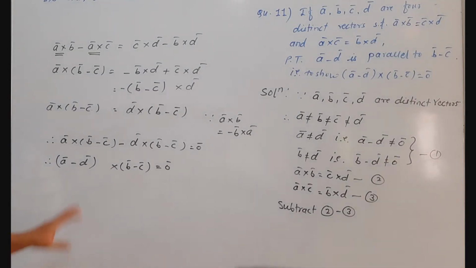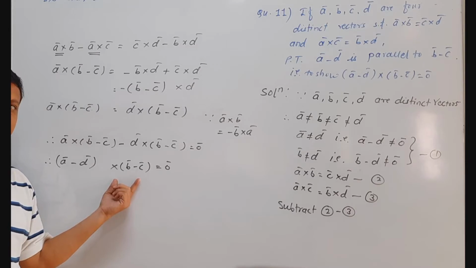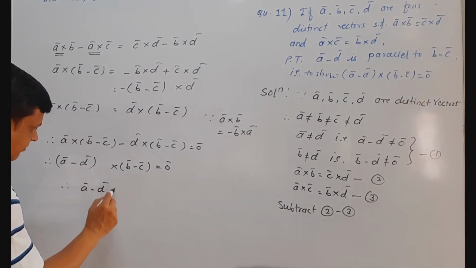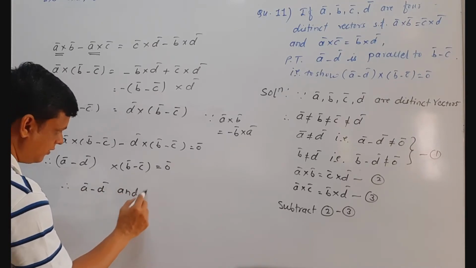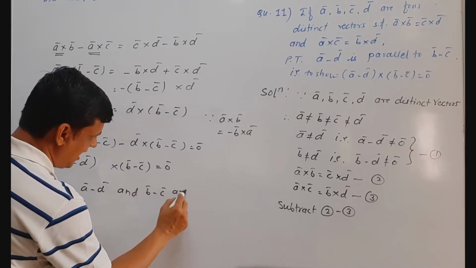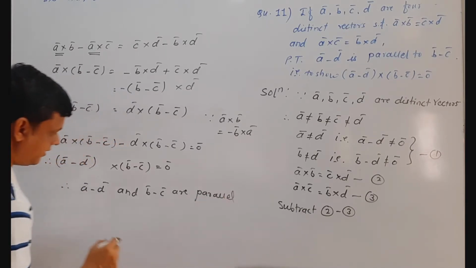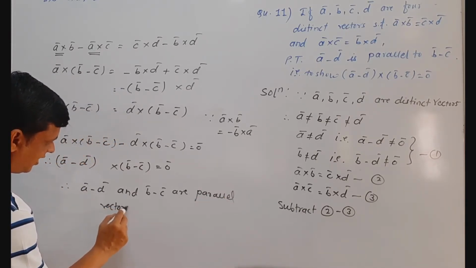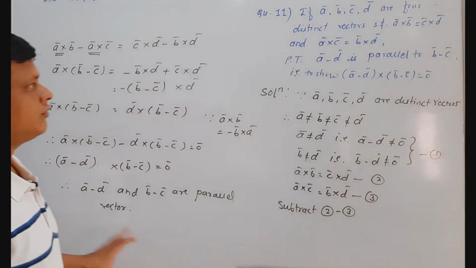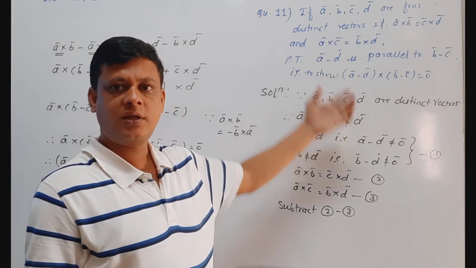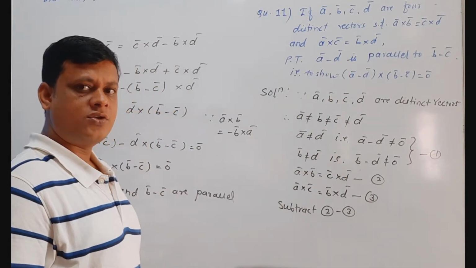Now we get the cross product equal to the 0 vector. That means these two vectors are parallel vectors. Therefore, a bar minus d bar and b bar minus c bar are parallel vectors, and that is what we had to show. So when we have to show two vectors are parallel, we show their cross product equals the 0 vector.